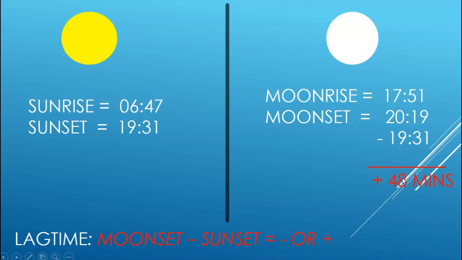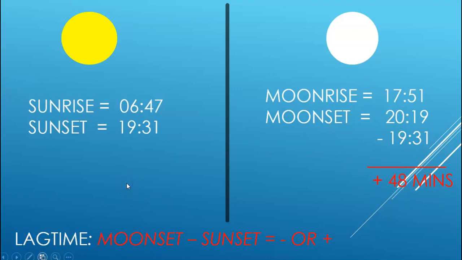48 minutes after sunset. If the number is negative, it means that the moon set before sunset, so there's nothing for you to see. The bigger the positive number, the better, and it means the moon will be visible in the sky for a significant time after sunset. In my case, in this example, the moon is visible in the sky 48 minutes after sunset.